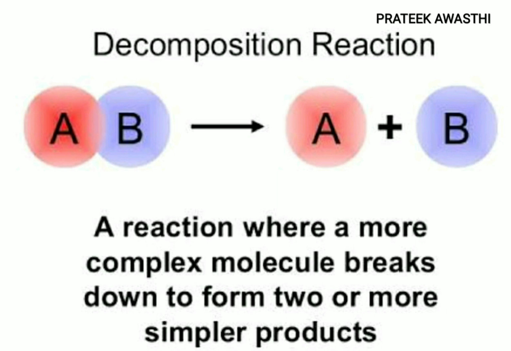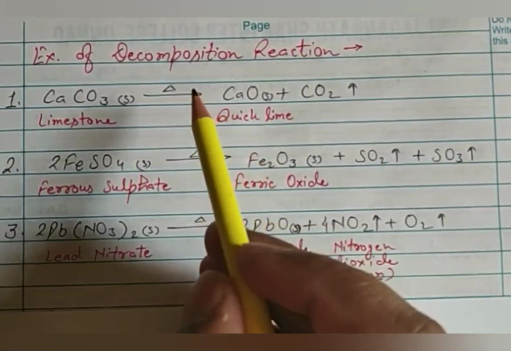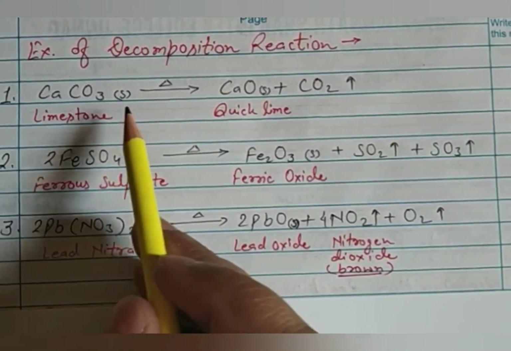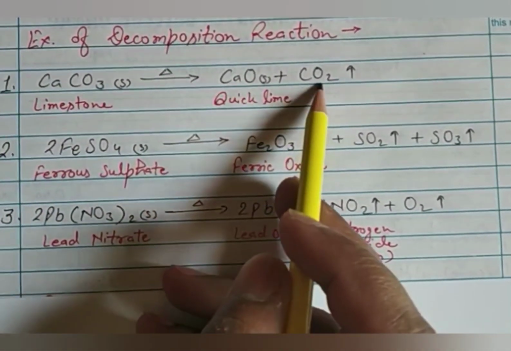This is the basic representation of a decomposition reaction, where a compound breaks into two simpler compounds or its constituents, A and B. So let's take some more examples of chemical equations. Now, let's take some examples of decomposition reactions. Like calcium carbonate. When calcium carbonate is heated, it breaks into calcium oxide and carbon dioxide.